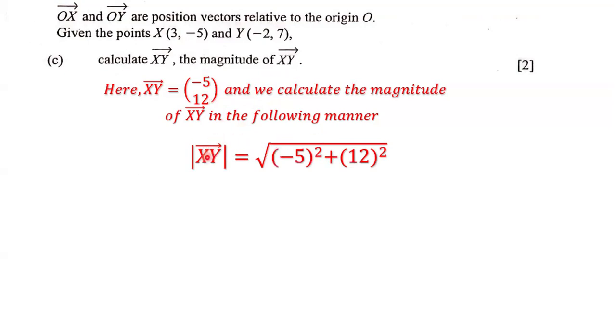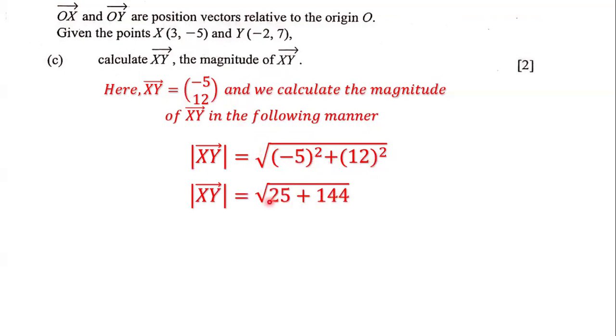So in this case, to figure out the magnitude of XY, we take the first component and square it, so we have -5 squared. We take the second component, 12, and square it, so 12 squared. Then we add them and take the square root. -5 squared is simply 25, and 12 squared is 144.